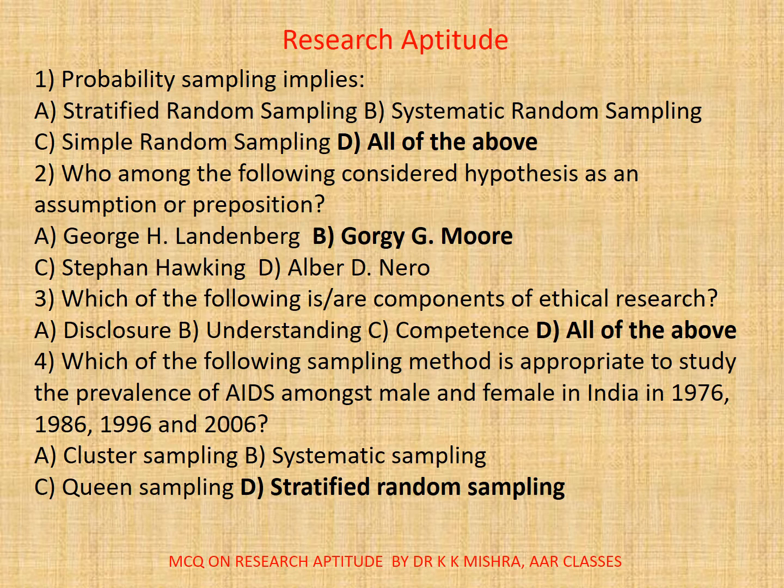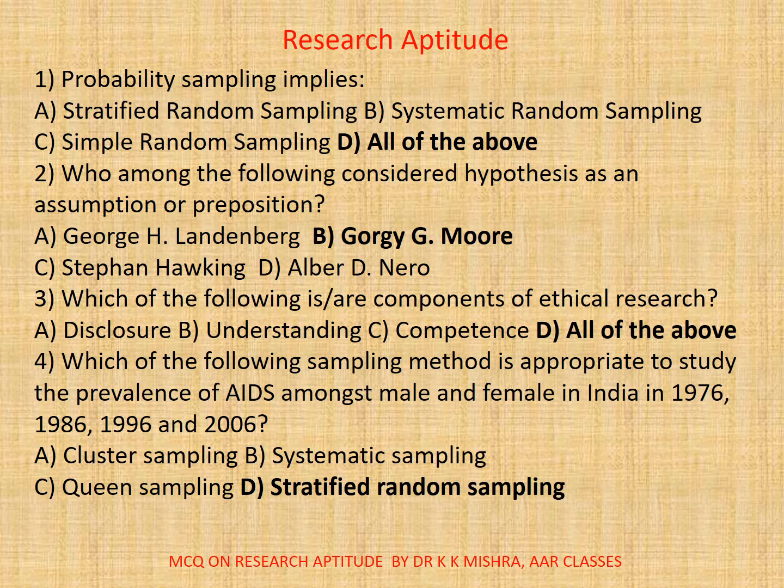3. Which of the following are components of ethical research? A. Disclosure, B. Understanding, C. Competence, D. All. Correct option is D. All. 4. Which of the following sampling methods is appropriate to study the prevalence of AIDS among male and female in India in 76, 86, 96, 2006?